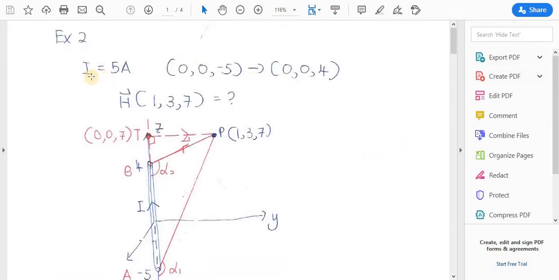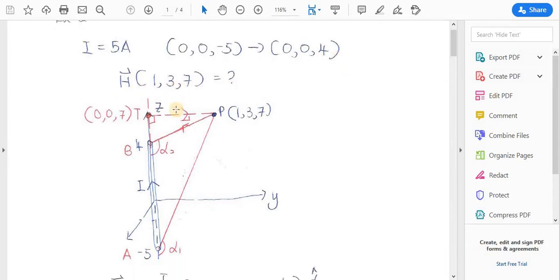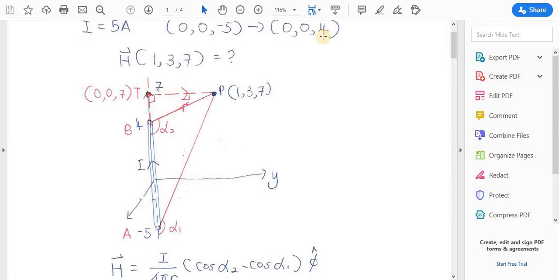I have recorded the important information from the question. For example, the current is 5 ampere, the current filament is from -5 to 4, and you are required to find the magnetic field at this point. First you need to draw the current filament. Since it is from -5, this will be the starting point and it extends up to 4. Please look at the blue drawing. This is the current filament, and the current flows in the positive Z direction.